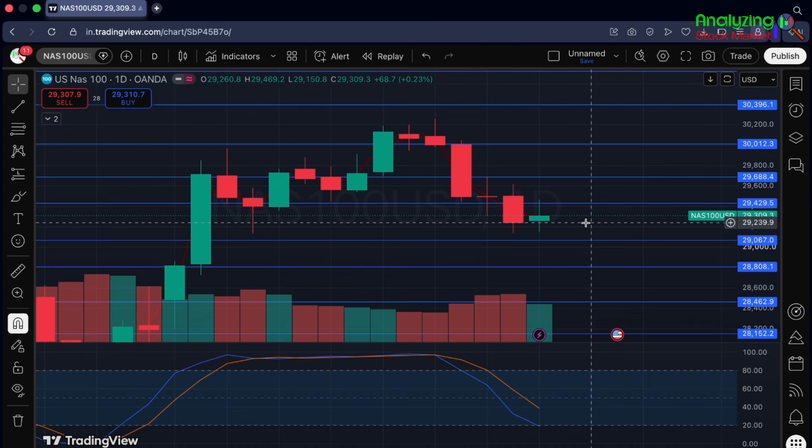Now let's talk about my opinion on NASDAQ 100 for this week. According to previous week momentum, I am expecting a positive move in this range, that is 29,429 to 29,688. I'm expecting a positive move. We can even see a move till this level as well.